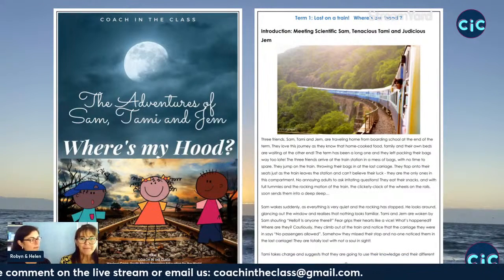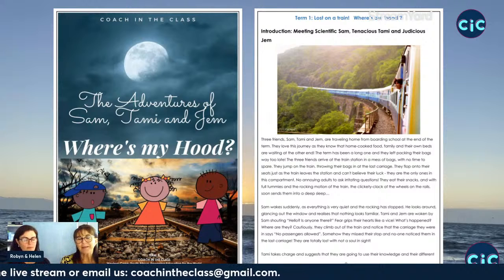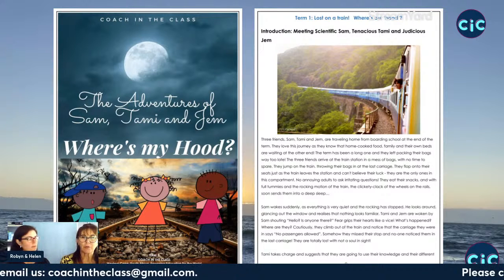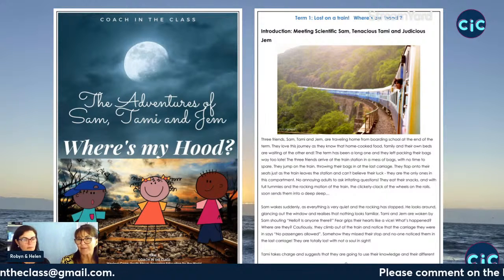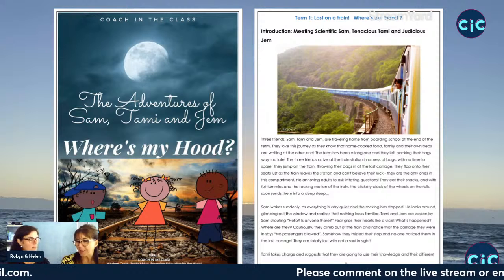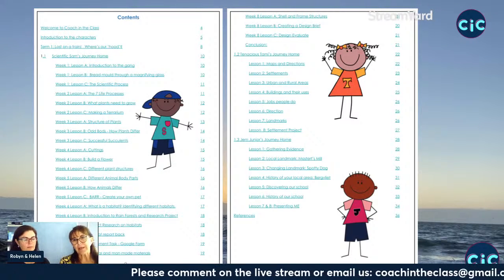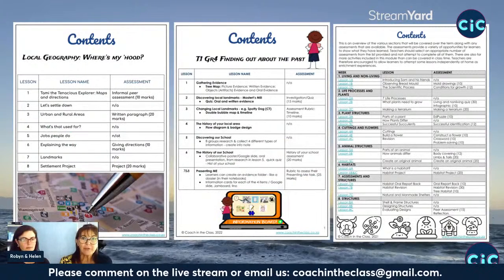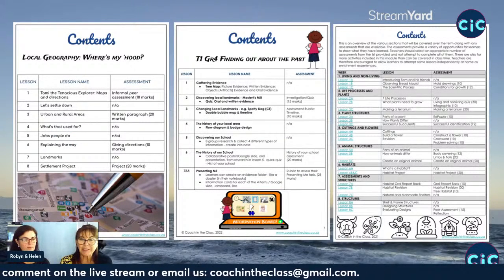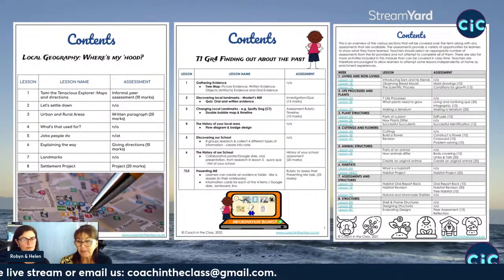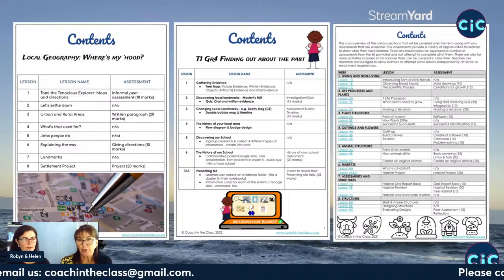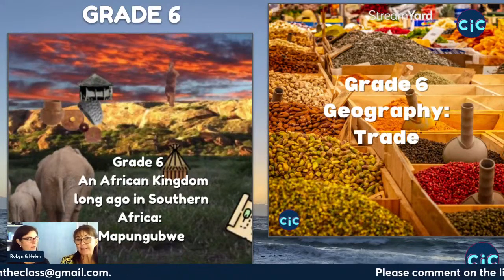And then back to grade 4, just to remind you that there's this awesome story of Where's My Hood, where Sam, Tammy, and Jem have this adventure a la Slumdog Millionaire, because they get lost on a train. And there are 24 NST lessons. Then we've got you covered in the geography, in the history, and the NST. Grade 4, you are covered. You're totally sorted. And grade 6, there's stuff for you too.